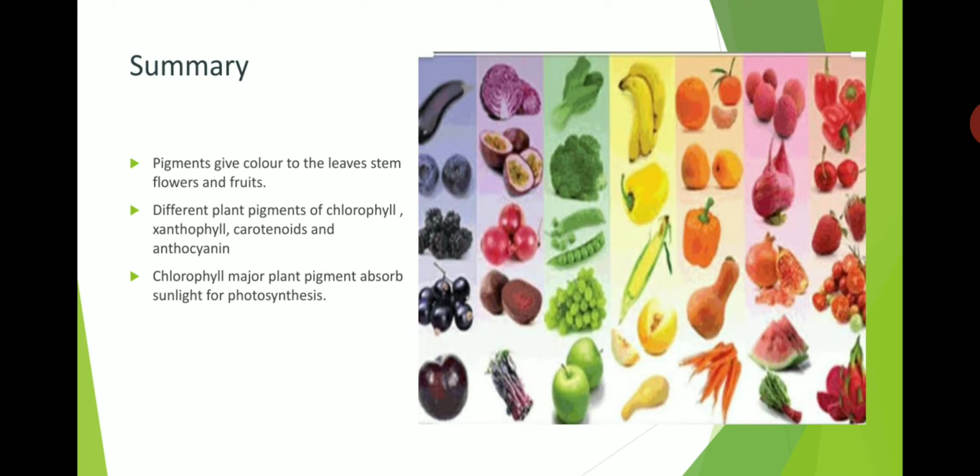Hope you understood the topic. We studied about the different plant pigments in this session. The pigments are the substances that give color to various parts of the plant, that are leaves, stem, flower, fruits, etc. The different plant pigments we have to study are chlorophyll, xanthophyll, carotenoids and anthocyanin. Chlorophyll gives green color, xanthophylls give yellowish color, carotenoids give orange color, and anthocyanin gives red color. Chlorophyll is a major plant pigment that absorbs sunlight needed for photosynthesis.